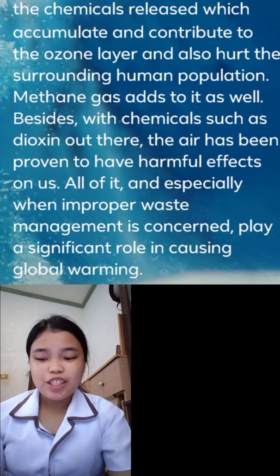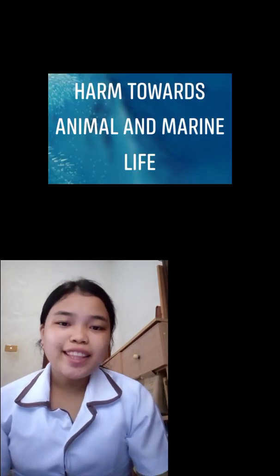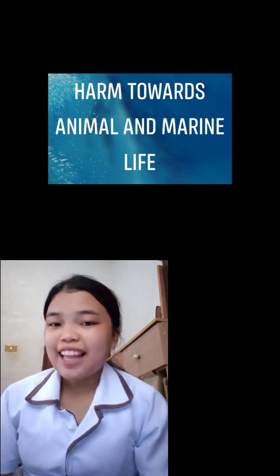Air contamination: the chemicals released accumulate and contribute to damage to the ozone layer, and also hurt the surroundings and the human population. Methane gas adds to it as well, besides chemicals such as dioxin. The air has been proven to have harmful effects on us. Fourth is harm towards animal and marine life.